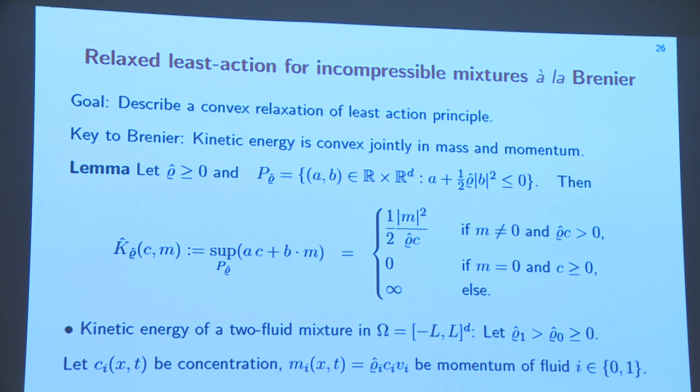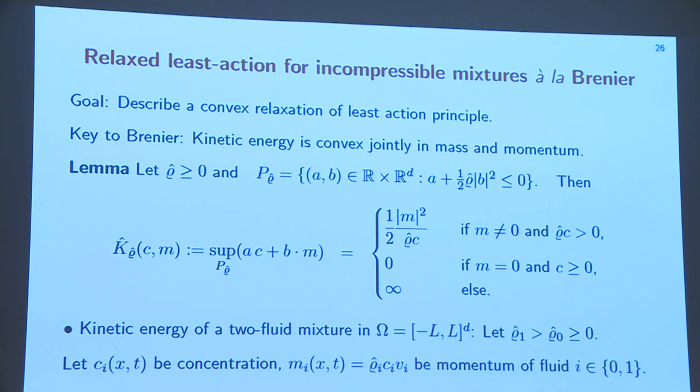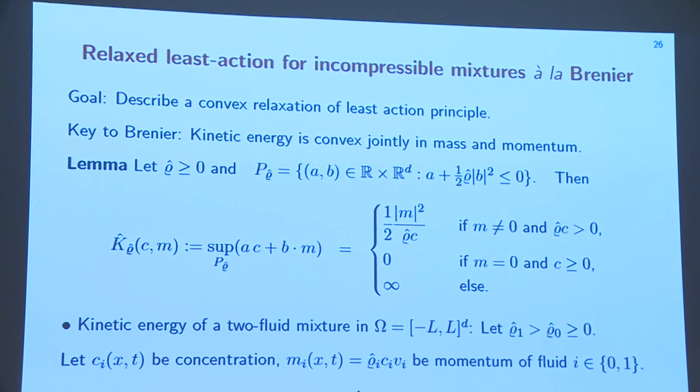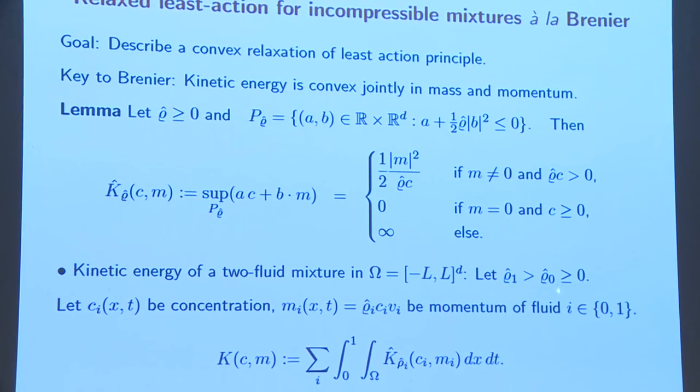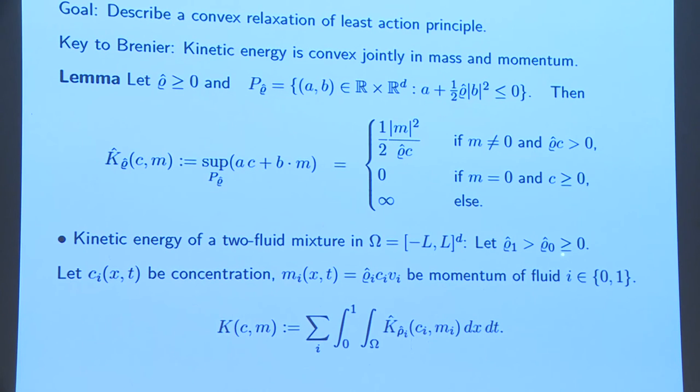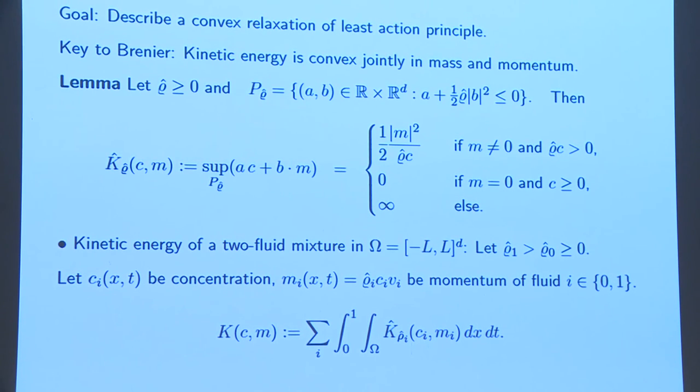There's a lot of interesting work on this subject, but my goal here is basically to describe a well-posed relaxation or completion of the least action principle in a natural way. And something that Brenier didn't really consider was what happens when you have variable density. So that's what we're going to have here. We're going to have two fluids with different densities, rho 1 hat and rho 0 hat. And the interesting case is actually when rho 0 is 0.